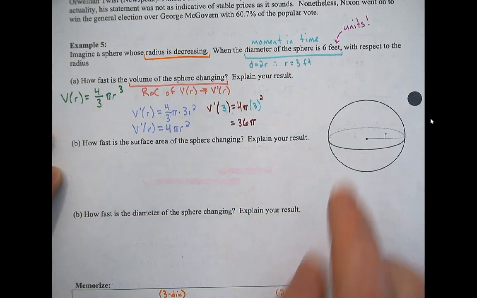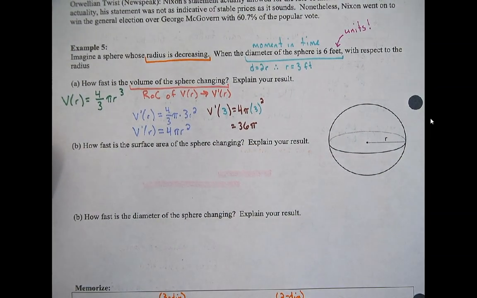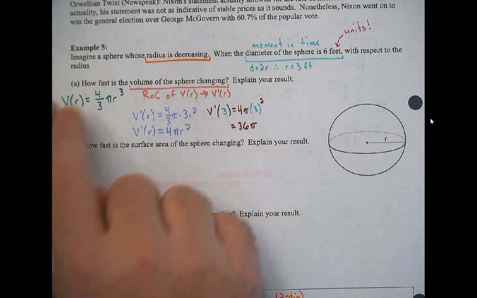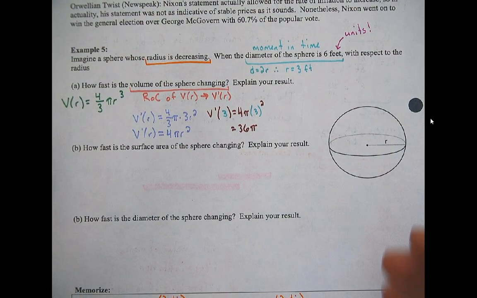Okay, now this is the explain your result part. We're going to do a little write-up. So this is a rate of change, so we want to use phrases. Usually, you want to rewrite the story, and then use phrases because this is a rate of change, like increasing or decreasing.